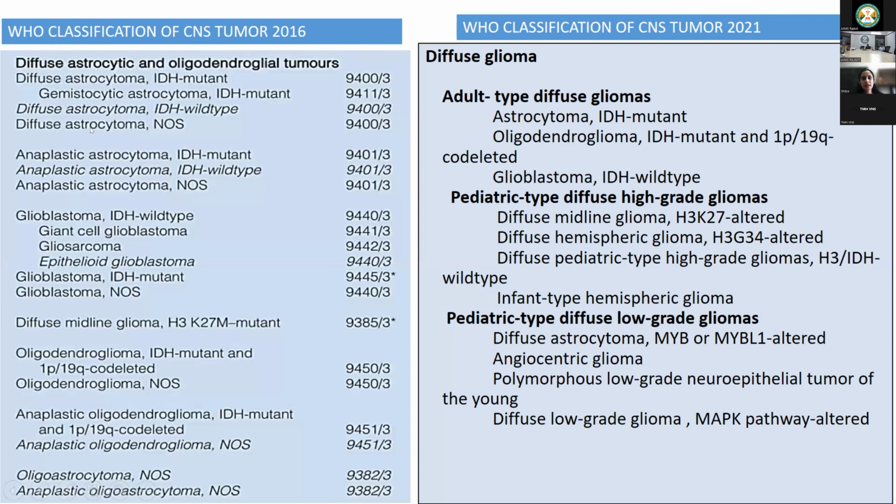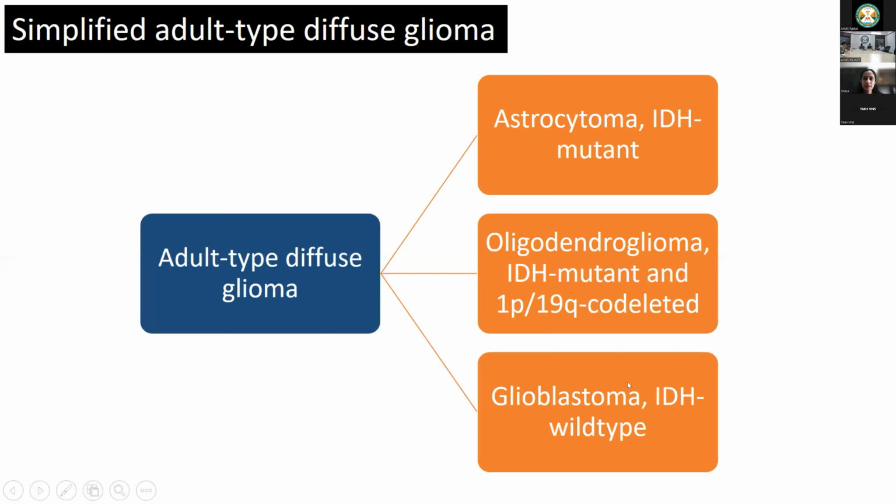If you look at the classification in 2016 versus the 2021 classification, the 2021 classification looks quite simplified, except for the fact that the adult type and pediatric type are actually delineated completely, because the adult type diffuse gliomas are mainly classified based on their IDH mutation status, whereas the pediatric type have several other molecular alterations.